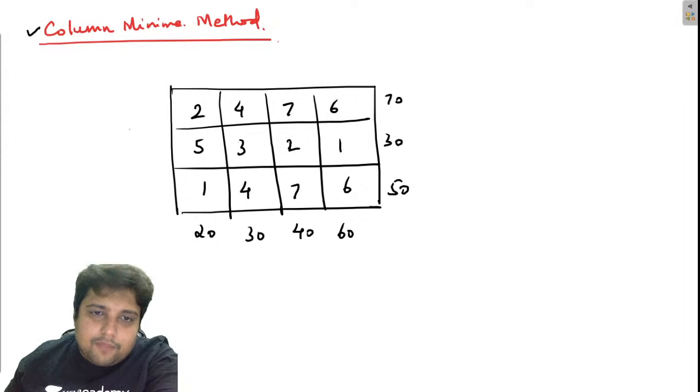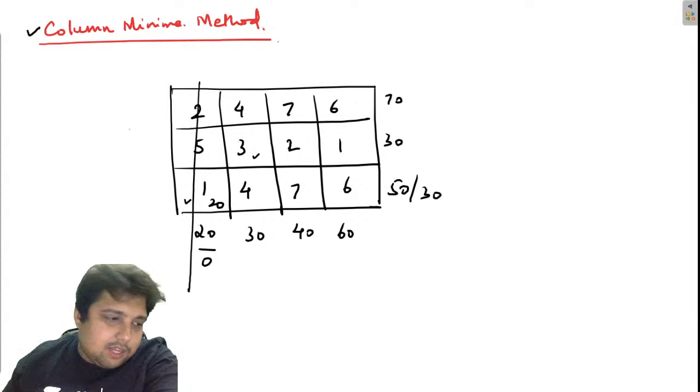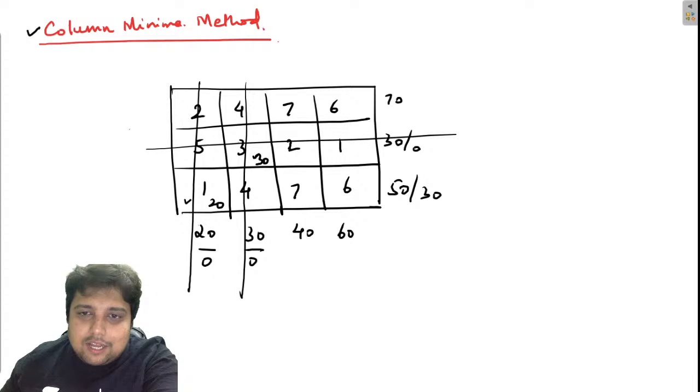So first column, this is the cheapest, asking for 20, we can give 50. So 0, 30, cancel out. Second column, this is the cheapest, asking for 30, we can give 30. So 30, 0, 0, cut. 7, 7, there is a tie. So this is asking for 40, we can give 30. So let us give 30 here. This is 0, this is 10, this is chopped off.